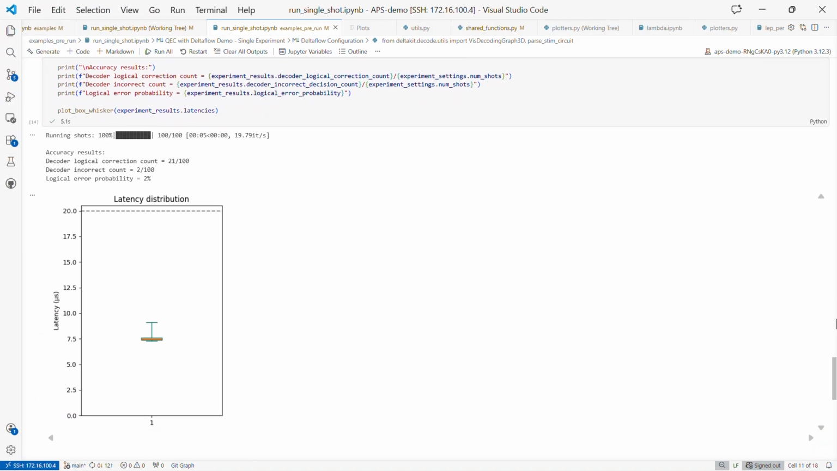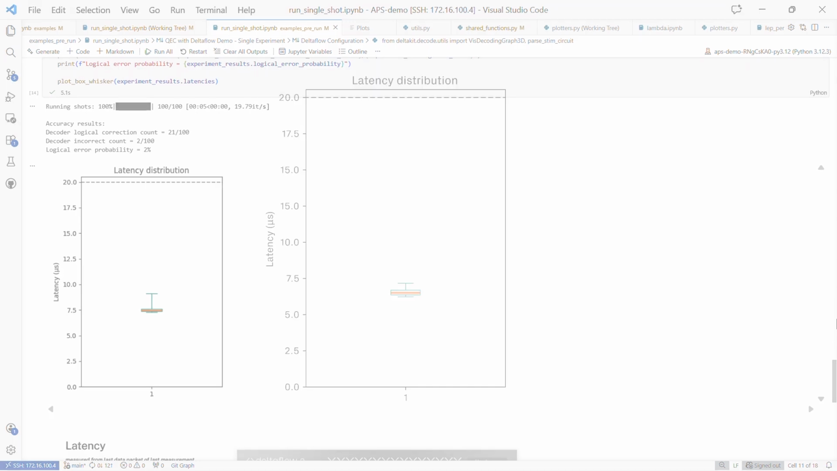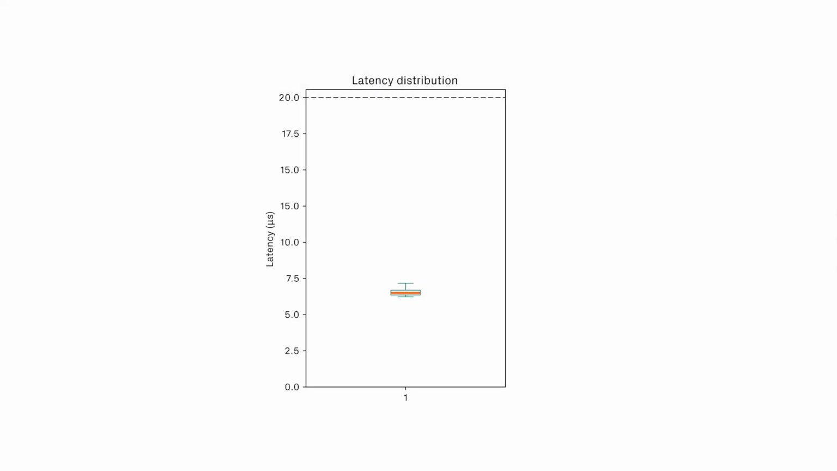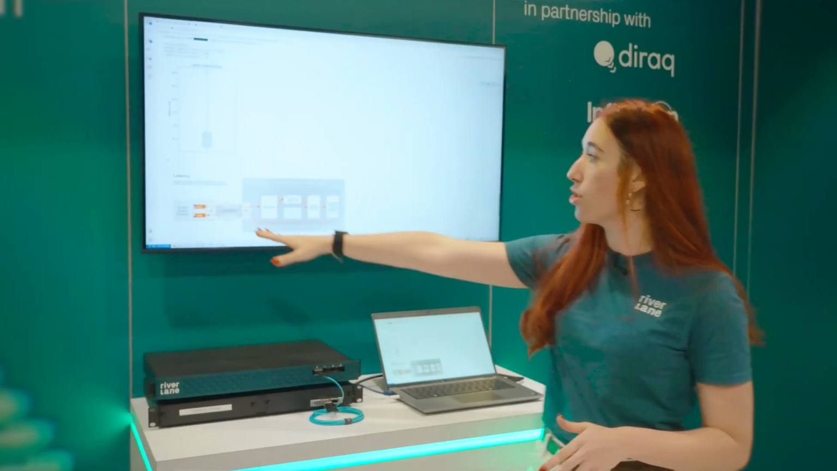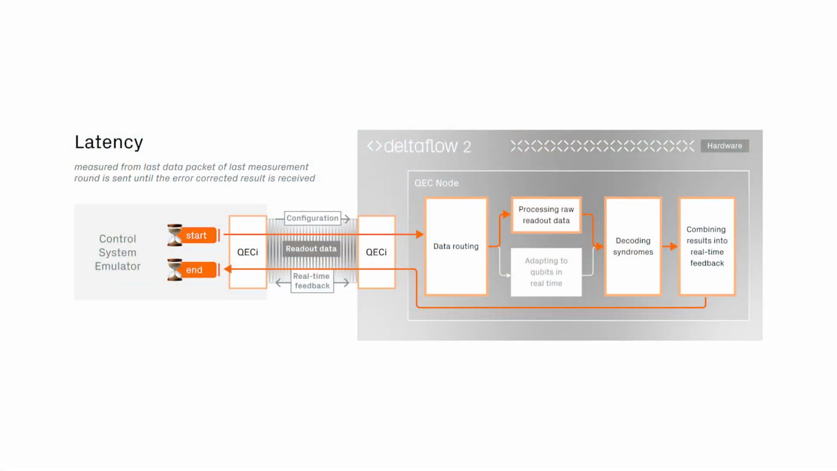We also need to talk about the latency. We can see in this experiment our latency is well below 7 microseconds, and the entire distribution is well below our near-term target of 20 microseconds. Everything that comes into that latency is shown here. So all of the data processing, data routing, decoding, and sending the result all the way back into the control system is included.